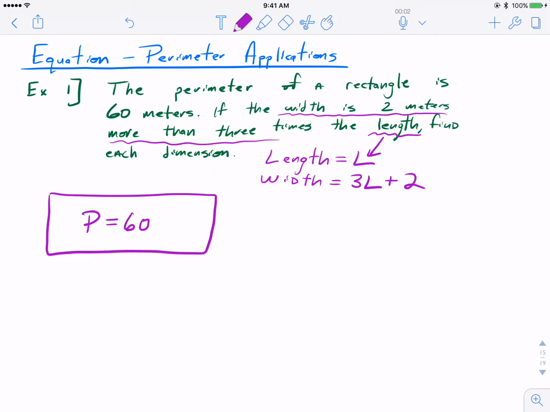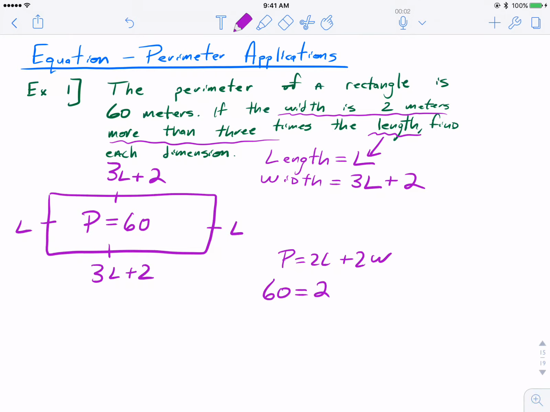Okay, so now with that in mind, just so we could see a visual, I'm going to label the length and the width. It's arbitrary what we call what. Doesn't matter. I can either add up all 4 of these sides, or write my perimeter equation, however you want to do this. So we know P is 60. I know my length is just simply L, and my width is 3L plus 2.